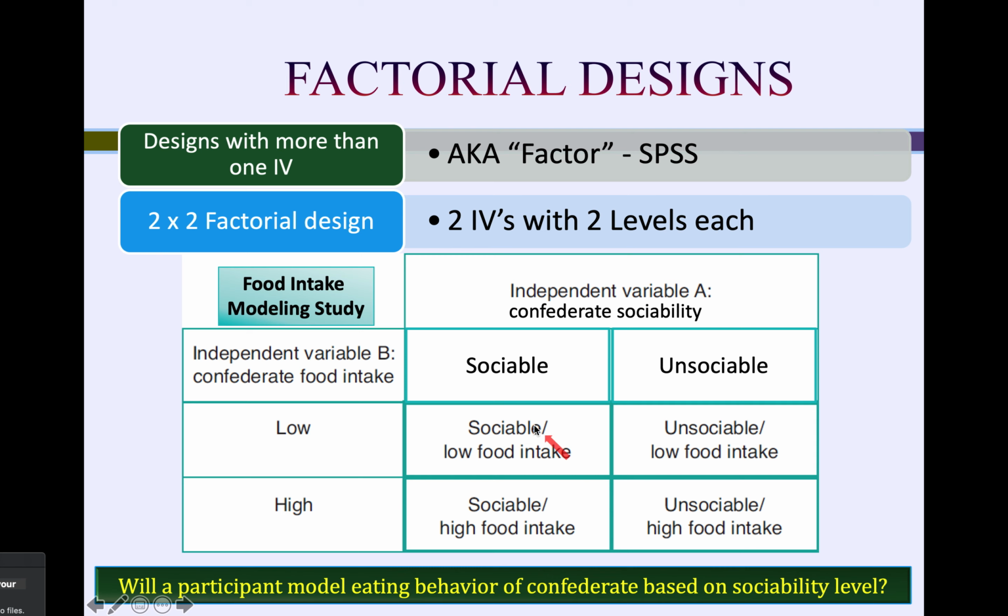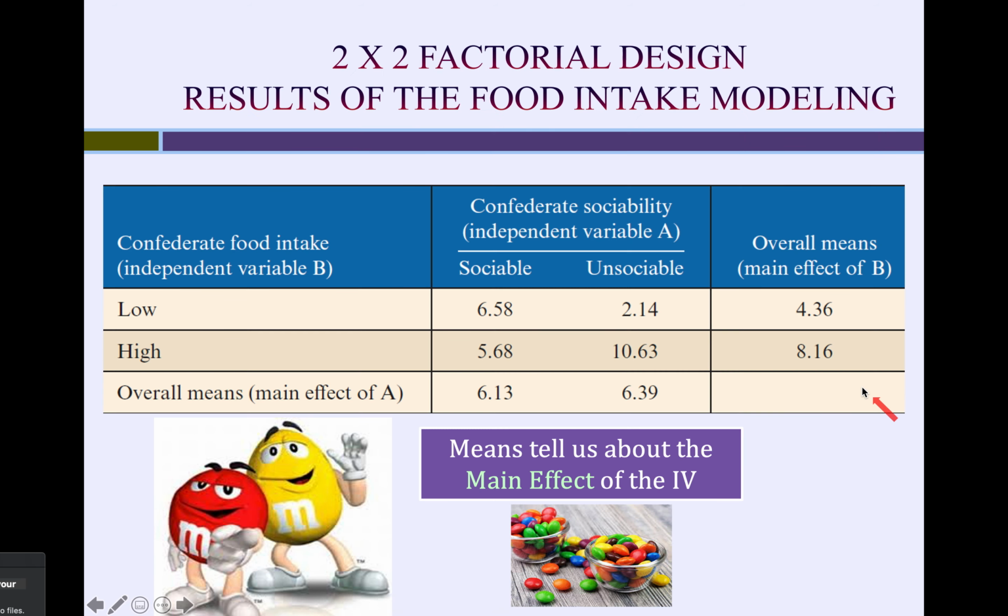Were they with a sociable confederate who ate very little food? Or were they with a sociable confederate who ate high amounts of food? Or were they with an unsociable confederate who ate low amounts of food, or an unsociable confederate who ate high amounts of food? So again, this is the general layout of this particular model when researchers were trying to understand if a participant would model the eating behavior of a confederate based on their sociability levels.